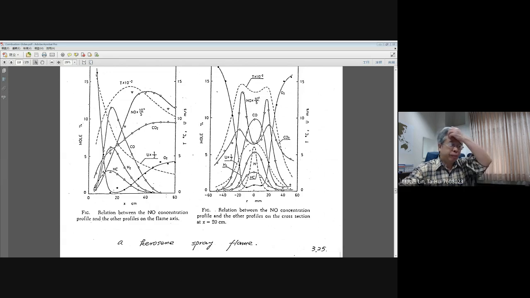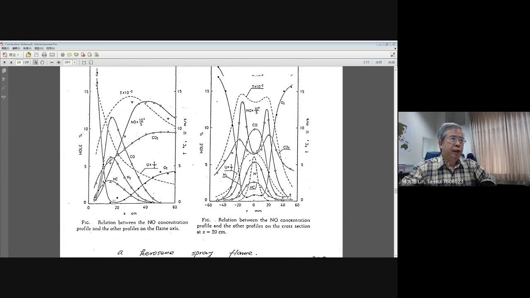On the right-hand side, they measure those properties along the radial direction at a certain position away from the injection port, and the position is around x equal to 20 centimeters, the axial coordinate.